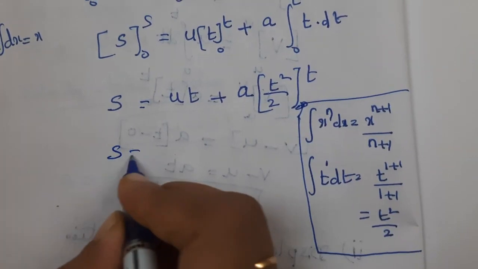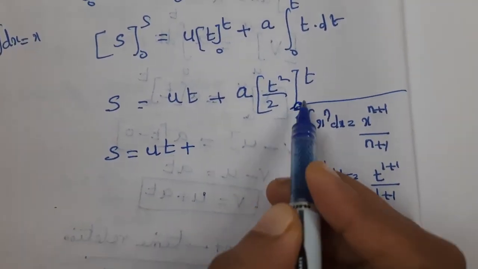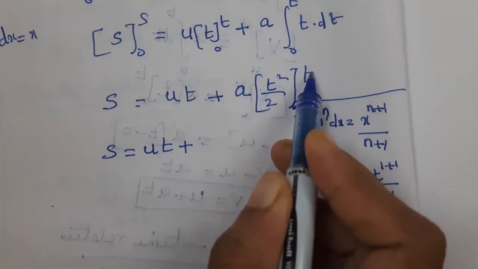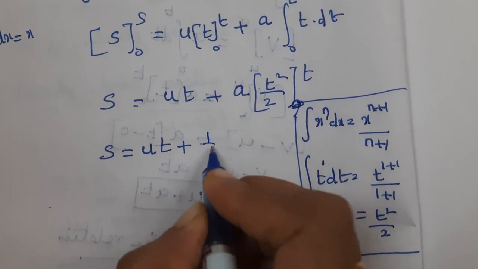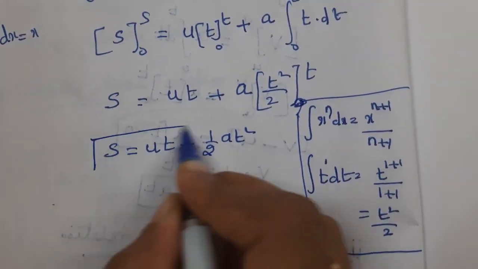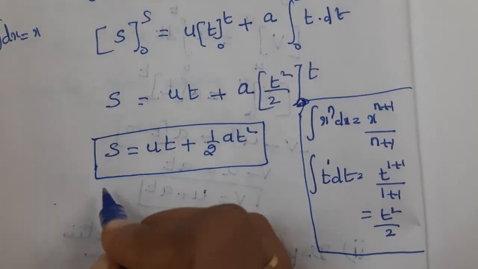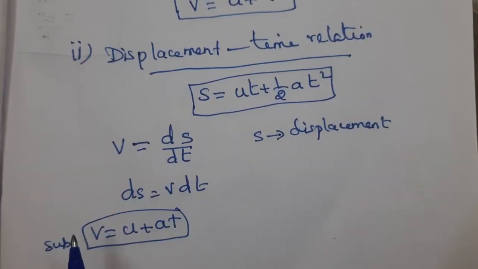So, we get s is equal to ut plus, applying the limit as t upper limit minus lower limit 0, we get 1 by 2 a t square. This is the displacement time relation.